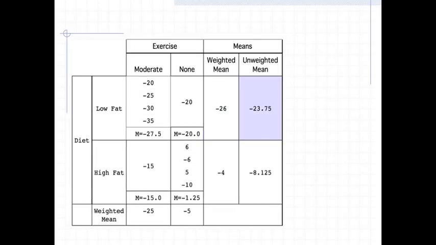The unweighted mean for the low-fat condition is simply the mean of the two means of -27.5 and -20. The mean of these numbers is -23.75.